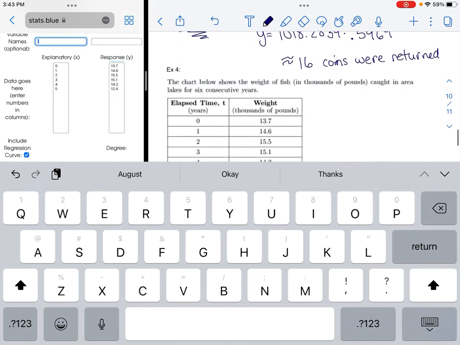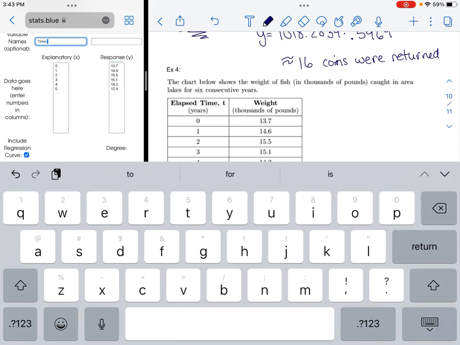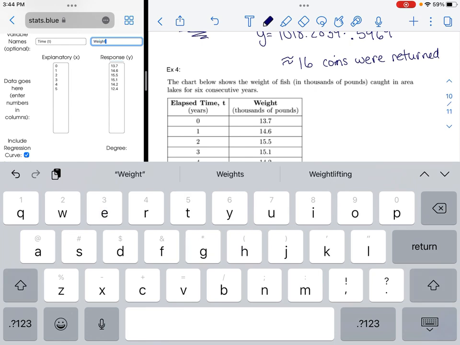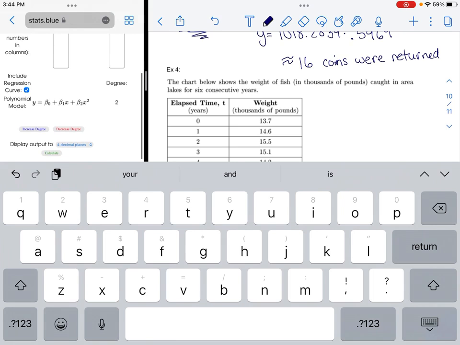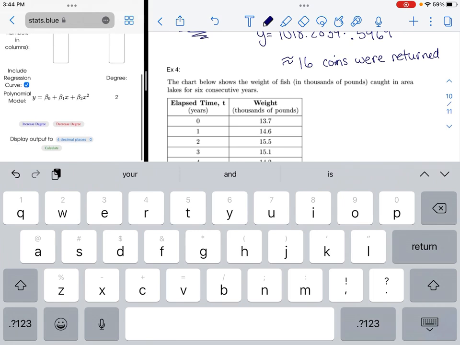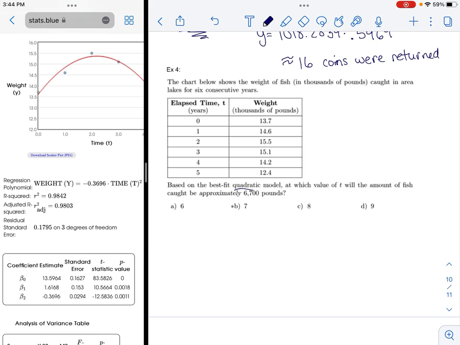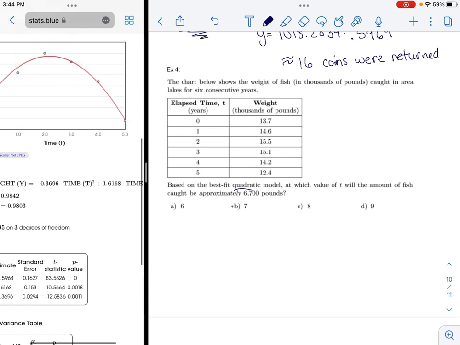So x is talking about time. This time they call it t, so we'll have a different variable than x. Still works the same though. And weight I'll still call y. It is a degree of 2. We want 4 decimals, so let's calculate it. And it gives us our equation. Now, it doesn't ask us for our quadratic equation line of best fit, but I'm going to go ahead and write it down because we're going to need it.